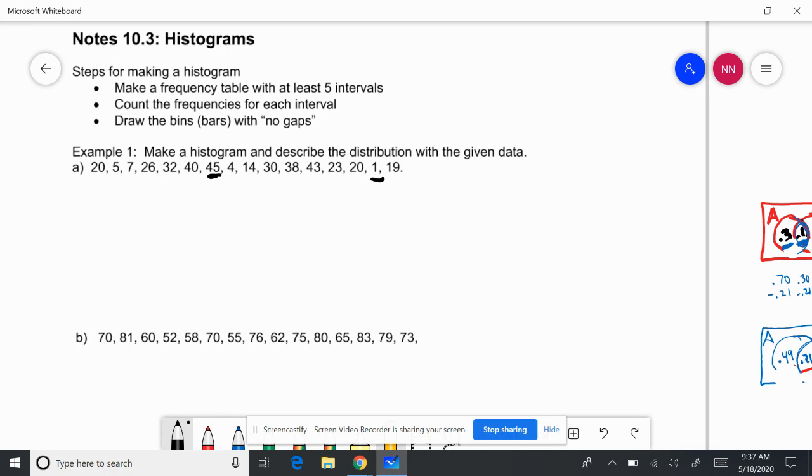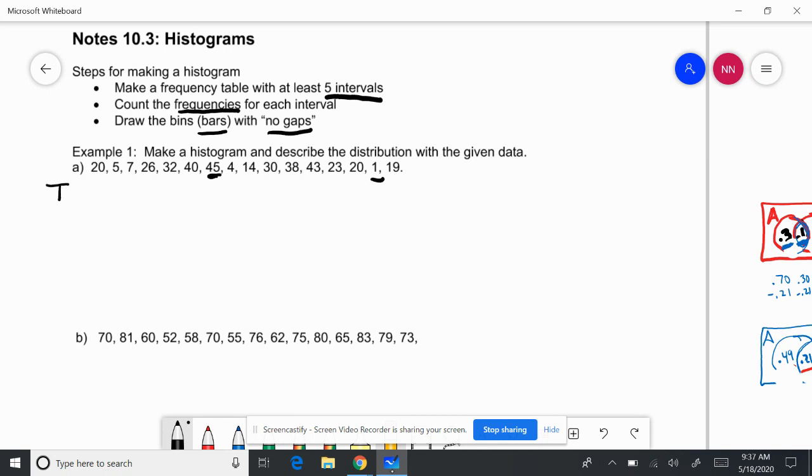Histograms have to do with intervals. So we're looking at an interval of numbers, not just a dot of numbers. Now, in order to create our intervals, what we need is a minimum of 5 intervals. So we just don't want to have one interval from 1 to 45. What we want are intervals of 5. And what we're going to do is count the frequencies in each interval. And then we're going to draw bins. It's kind of like a bar. We call them bins. And in between the bins, make sure that there's no gaps.